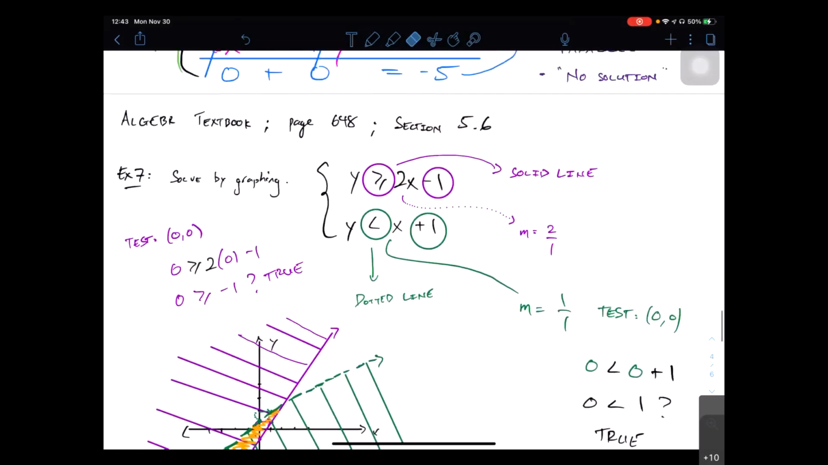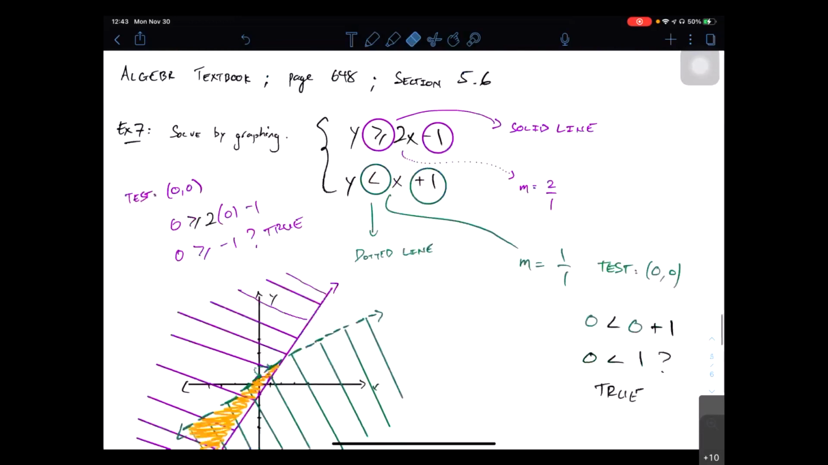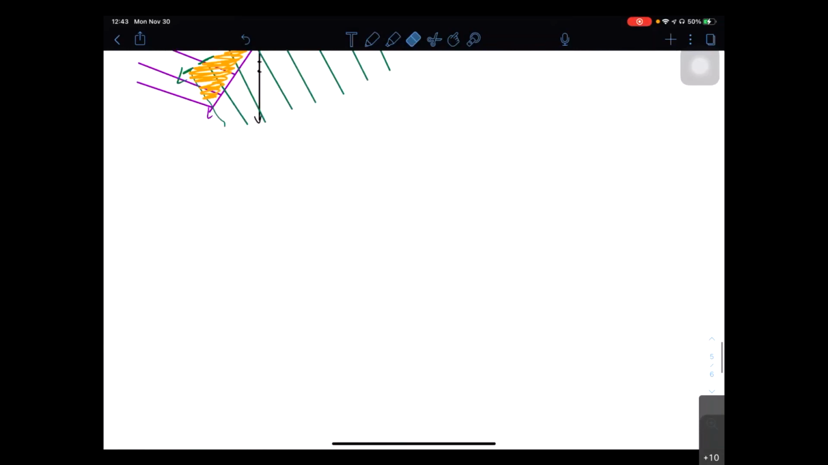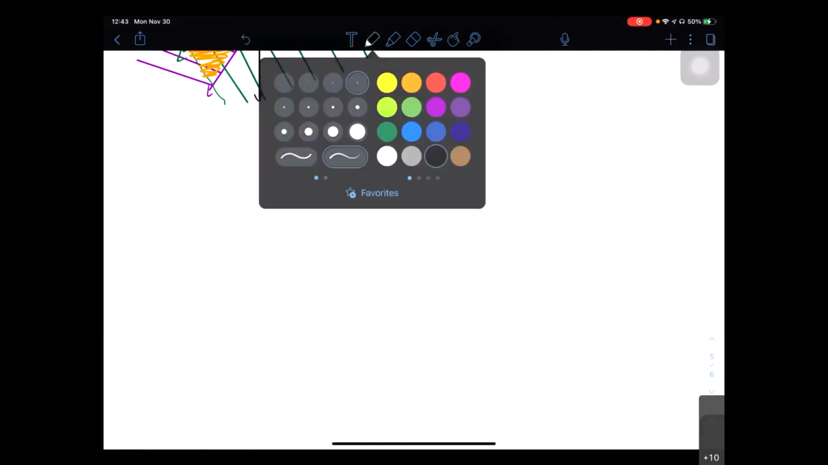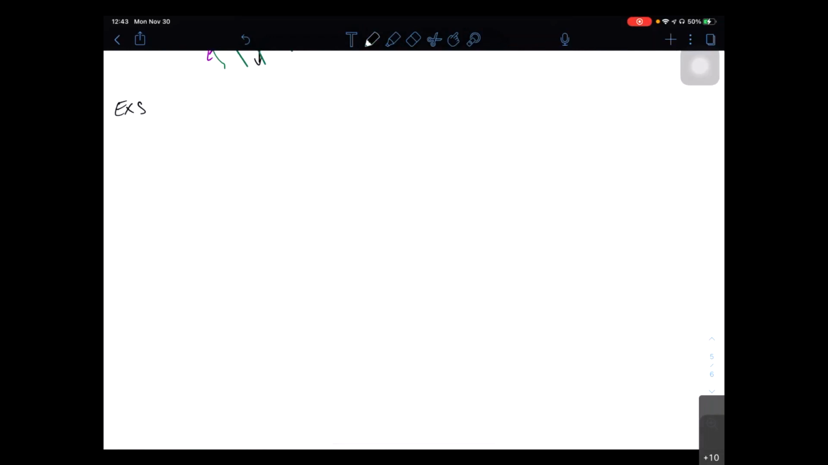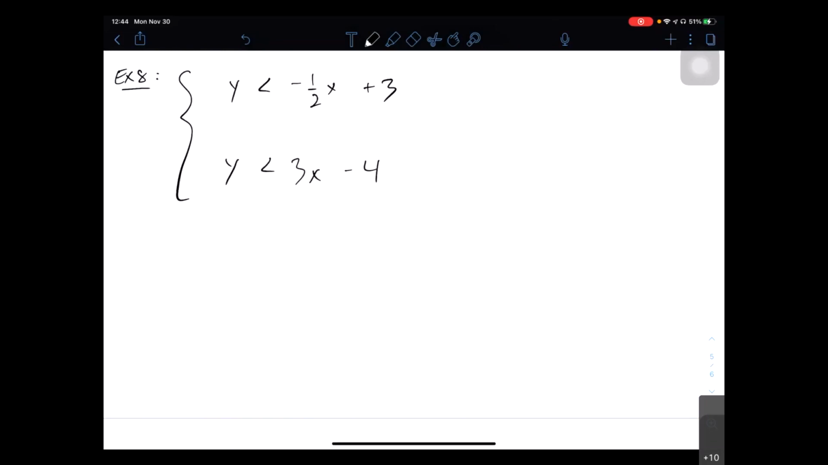This was y is less than or equal to 2x minus 1, y is less than x plus 1. Okay, we just did that problem. Now let's do this problem. Here we go. Here's example 8. So you're going to graph again. Let's say you had something like this. You had y is less than negative 1/2 x plus 3, and then y is less than 3x minus 4. So I'll walk you through this one again. It's already set up in slope-intercept form, which is very nice.